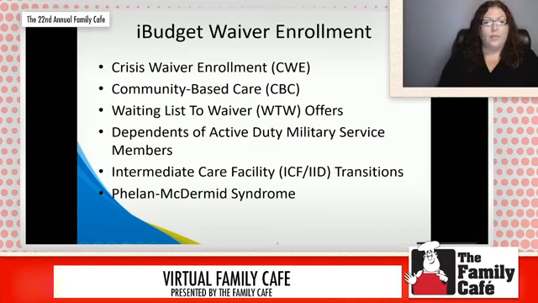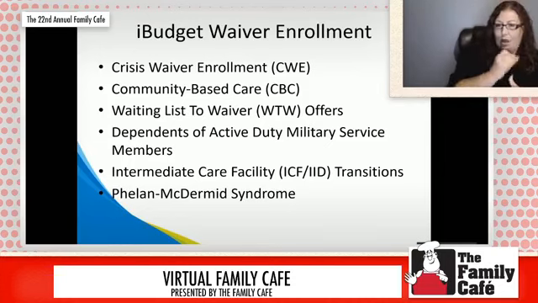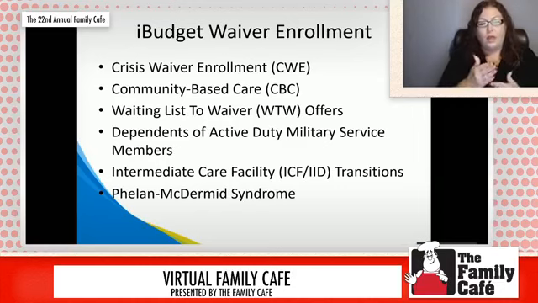Next, we're going to discuss the different types of situations where an individual can enroll on the waiver. And this is the criteria where we're able to enroll individuals on the home and community-based services iBudget waiver. First are individuals who meet the criteria for crisis waiver enrollment, or as we discussed earlier, individuals who meet the priority category 1 of the waiting list. Next are children from the foster care system who meet the priority category 2.